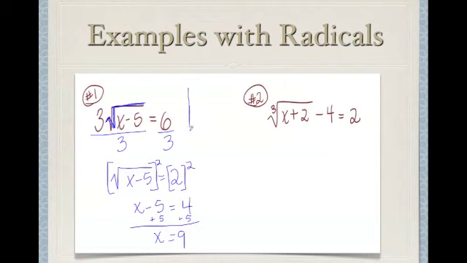If I do a check on this, I'm going to put 9 in for x. So 3 times the square root of 9 minus 5, does that equal 6? 9 minus 5 is 4, so 3 times the square root of 4, is that 6? And it is. 3 times 2 is 6, so it checks. Okay, you write down problem number 2 and work it in your notes. Then come back and check your answer.